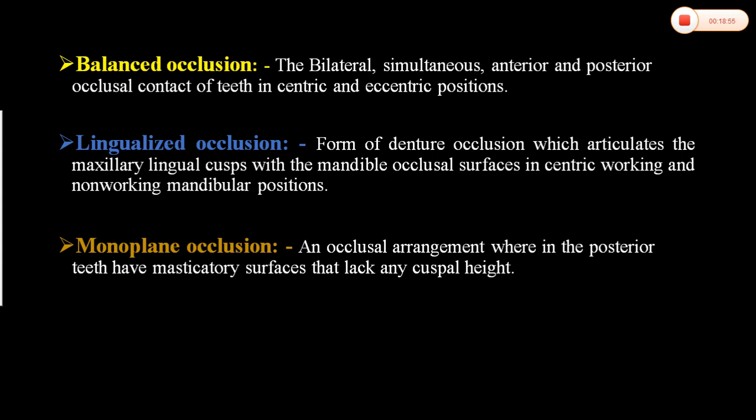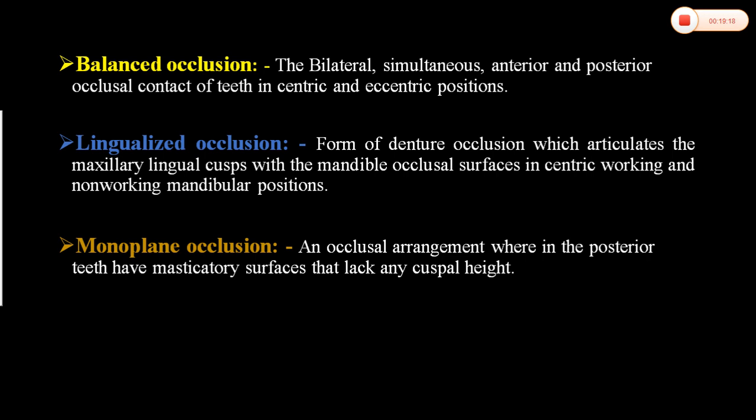As these untoward forces are minimized, the trauma to the underlying tissues also will be minimized. So that's what balanced occlusion means. There will be bilateral, both right and left sides, simultaneous contacts. At any time, contacts on two sides will be happening, and anterior and posterior contacts are there too.